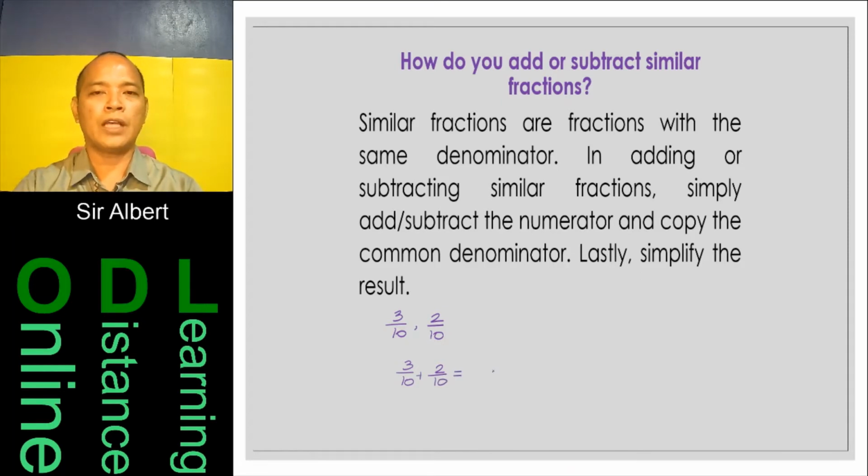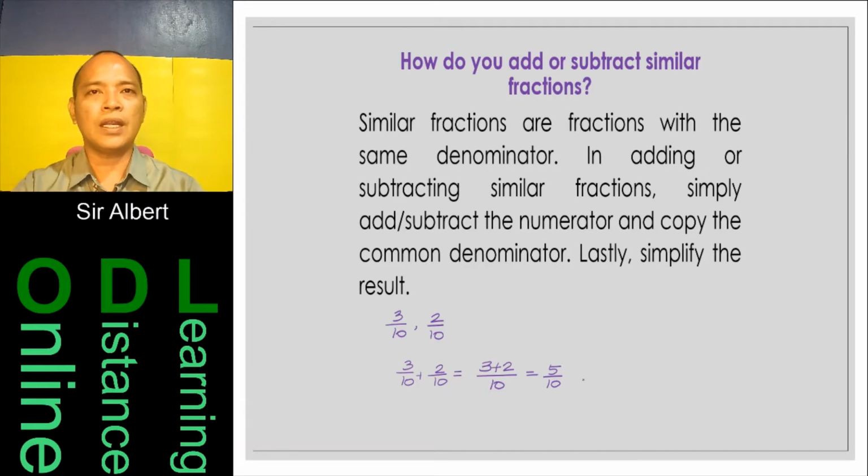Recall from your lesson in grade school that 3 over 10 plus 2 over 10 is going to be 3 plus 2. We add the numerators and then we keep the common denominator of 10. 3 plus 2 is 5 over 10.